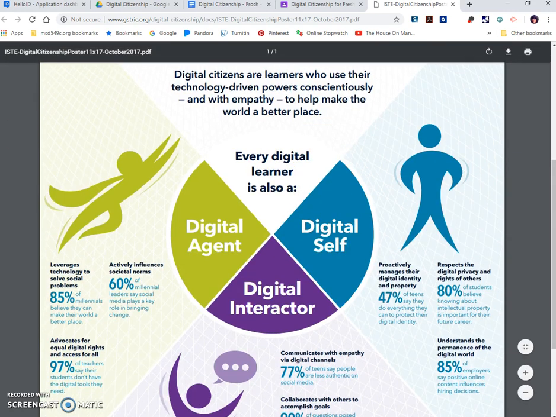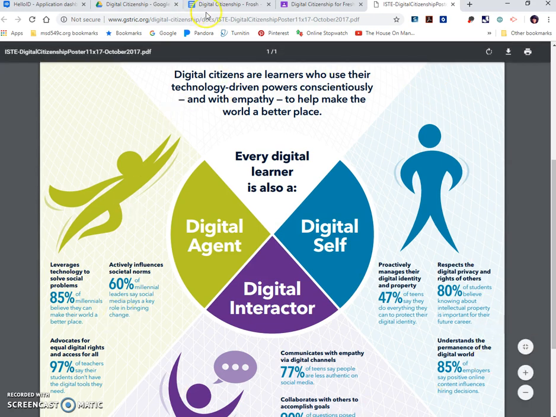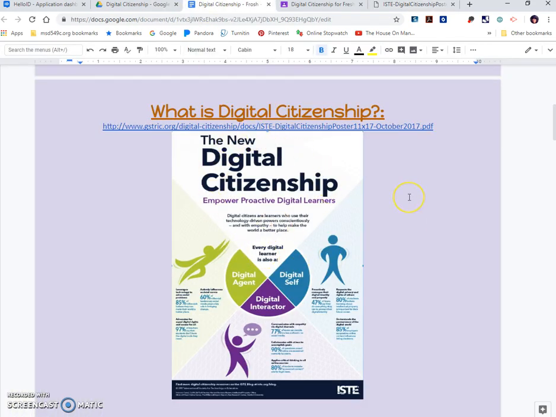Then we move on into this third component. This is my favorite. It's referred to as the digital agent or being a good digital leader. Again, it's all about leveraging or harnessing the power of technology to solve social problems. It's really using technology for good. For example, you could use technology to make your school a better place. You could use technology to spread a kind message and make your community a better place. All three of these components are a part of digital citizenship.